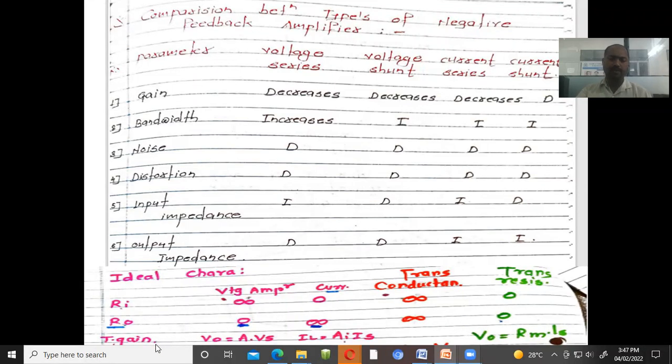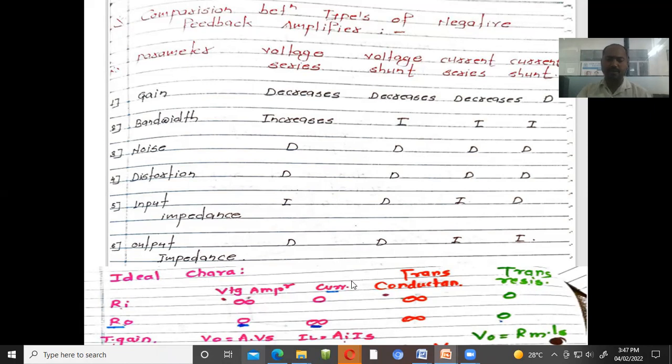Okay, now let us see how to find the gain of these four configurations. The voltage amplifier: whatever the input voltage, it is Vs, the input voltage applied across your amplifier, times the gain of that amplifier. So your output V0 is the gain times Vs, the input signal applied.